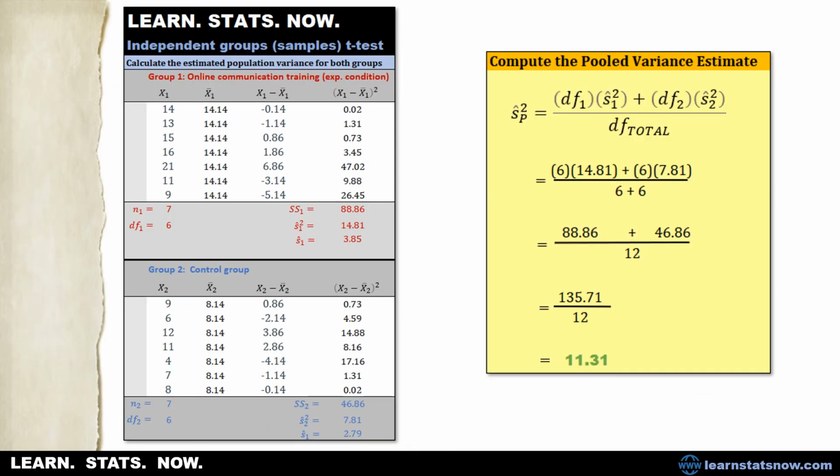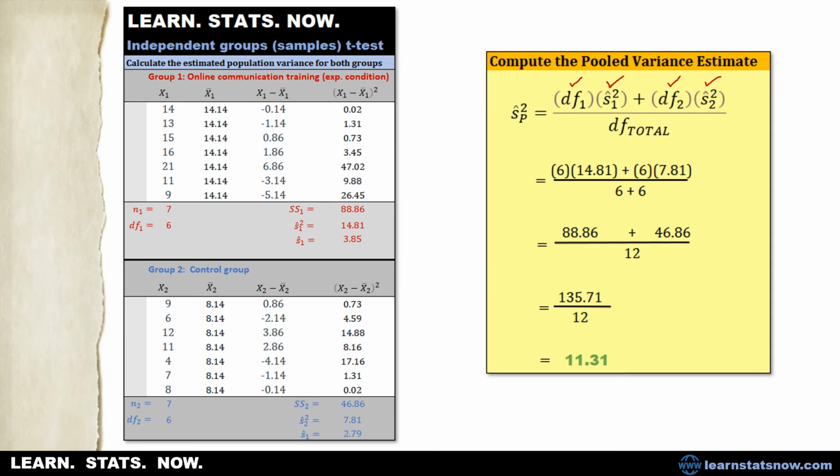All right, so after we do all that, now we actually have to go ahead and do the steps for running the test. And the first thing we do is we're going to compute the pooled variance estimate. Okay, and I've shown you how to do this in previous videos, so this should be familiar. Basically, we're going to take degrees of freedom for the first group and the estimated population variance for the first group. We're going to multiply those together, and then we're going to add that to the degrees of freedom multiplied by the estimated population variance for the second group.